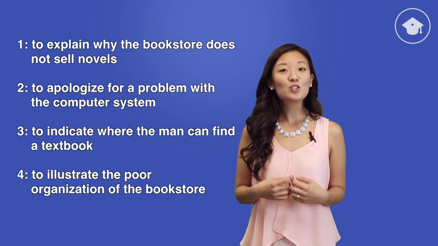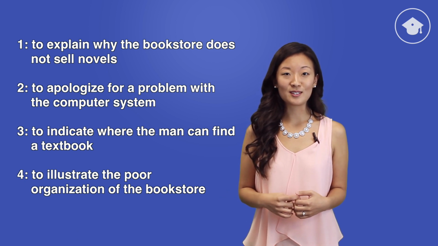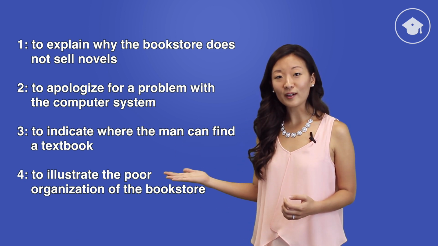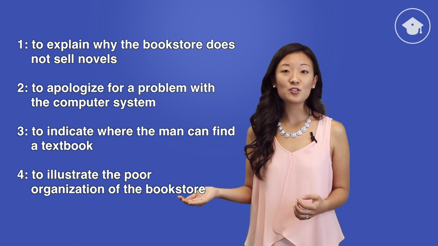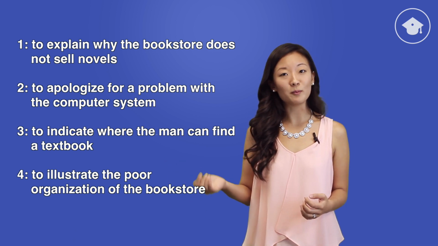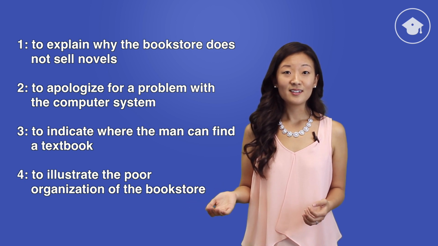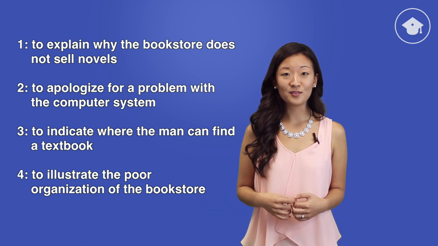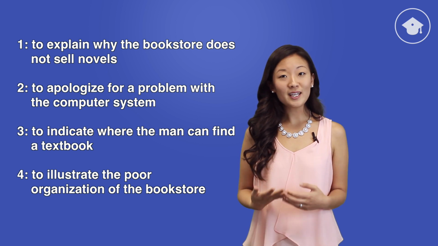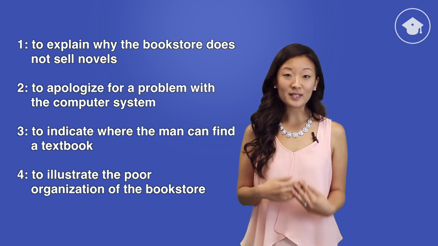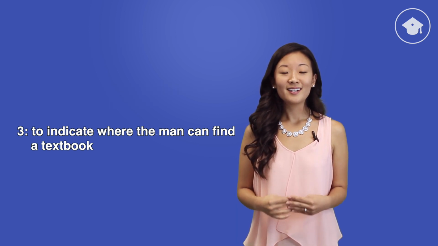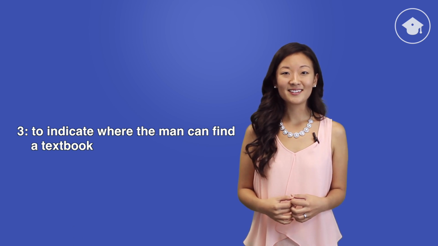So, this answer is probably right. Still, let's be sure to check every answer choice. Choice 4 is that she says this to illustrate the poor organization of the bookstore. But that isn't like what we guessed either. So this answer is wrong too. So the only answer choice that matches what we guessed is choice 3. And that's the right answer.